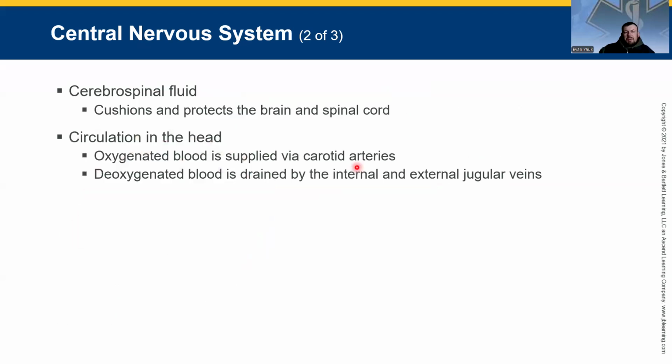Your cerebral spinal fluid cushions and protects the brain and spinal cord. Circulation in the head: oxygenated blood is supplied by the carotid artery, and then deoxygenated blood is drained by the internal and external jugular veins.